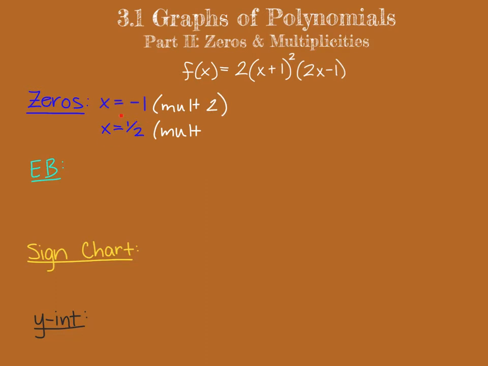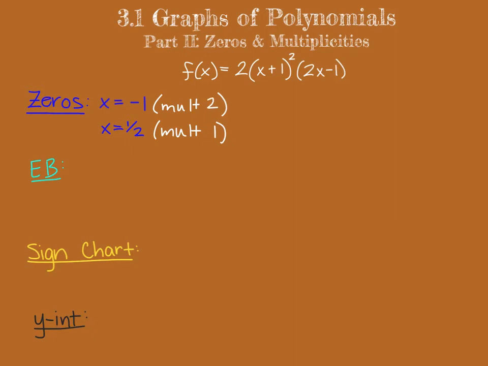Then the multiplicity of the 0 1/2 came from this factor, and this factor only occurs once. There's an exponent of 1 here we just don't write, so this 0 of 1/2 has a multiplicity of 1. It's not a super hard concept to figure out the multiplicity, but I will soon share with you what it means in terms of our graph.